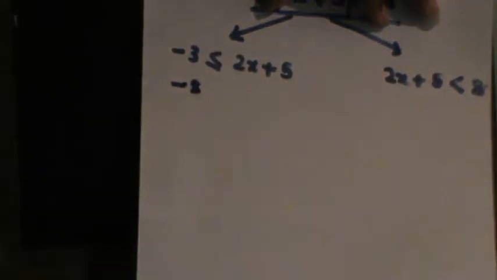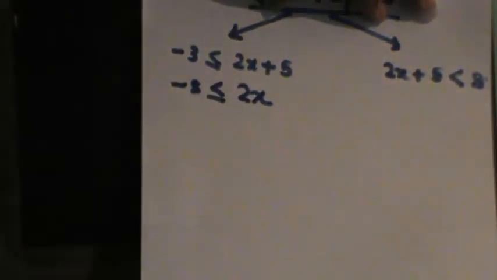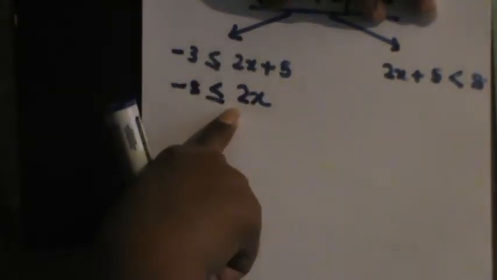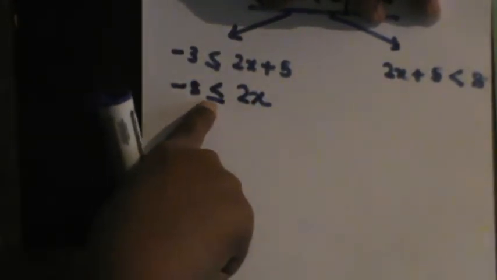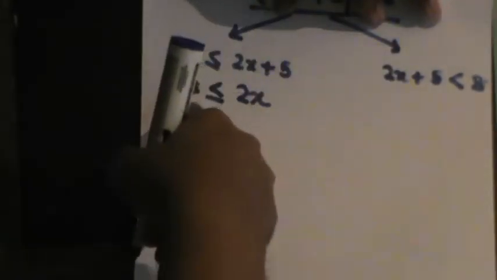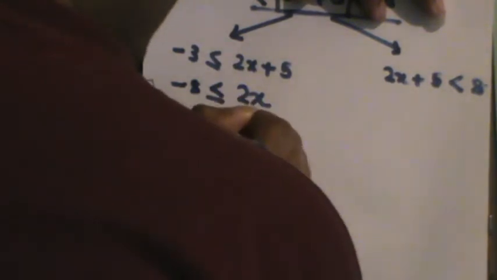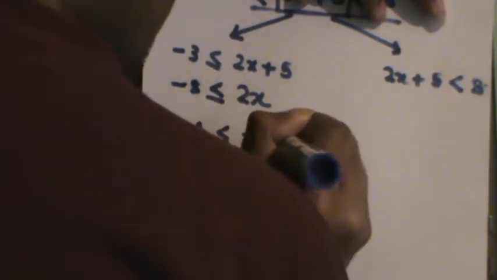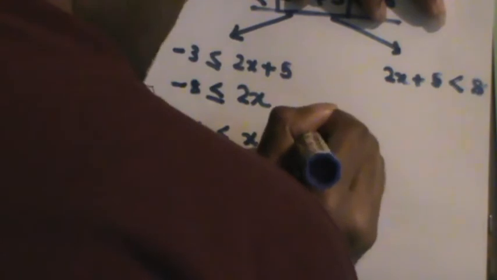Minus 8 is less than or equal to 2x plus 5 minus 5, which is 2x. Now I am dividing by a positive integer, so I will not change the sign of this inequality. Dividing by 2, I get minus 4 is less than or equal to x. So this is one solution for x.